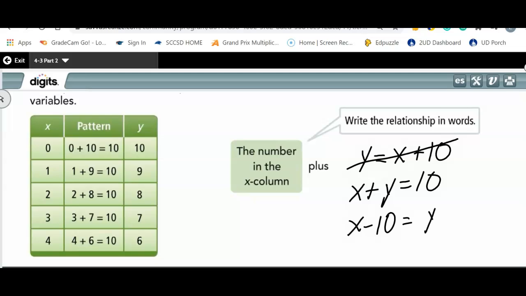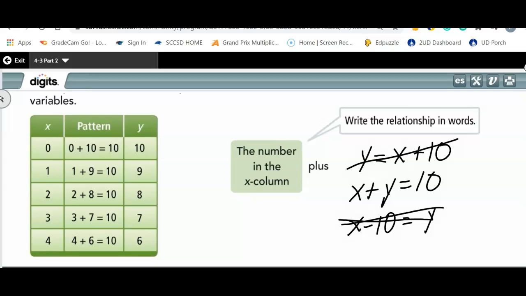What do we think about that? Look it over. Does it work? X, when X is 0, we minus 10. Does that equal 10? Or when X is 1, 1 minus 10, is that 9? 1 minus 10 is not 9. It'd be a negative number. Okay? So this one does not work.